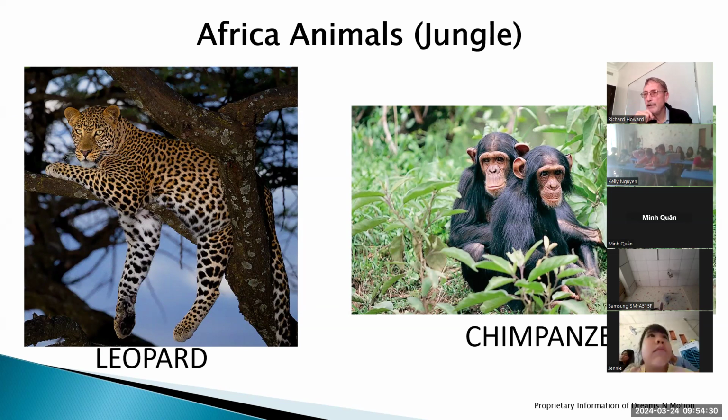The other is chimpanzee. For example, in Vietnam, you have monkeys. You have many types of monkeys in Vietnam, right? So in Africa, they have monkeys, but they also have chimpanzees. So what is special about chimpanzees? What do you think is special about chimpanzees?